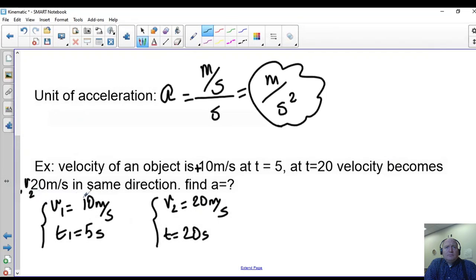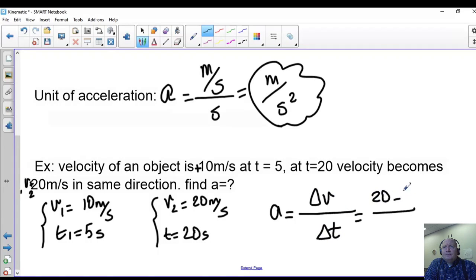Okay, so it is positive. This is positive, and both are in the same direction. So acceleration is delta v over delta t. Cool. 20 minus 10 over time 20 minus 5, and this will be 10 over 15 meters per second squared. So 10 divided by 15, it is 0.666. Well, we can write this, or 0.67 meters per second squared.